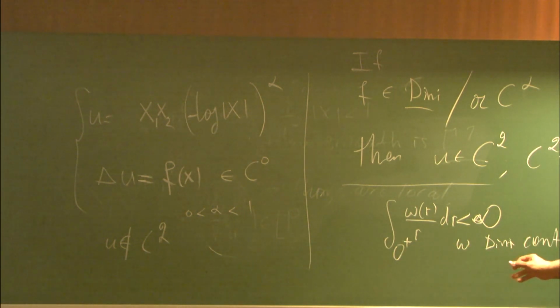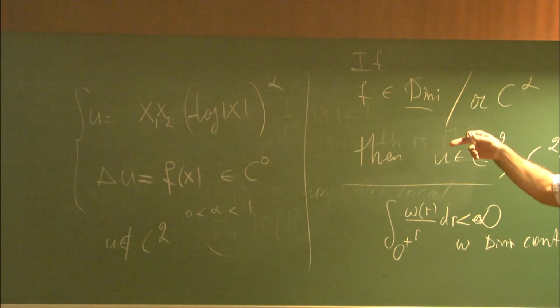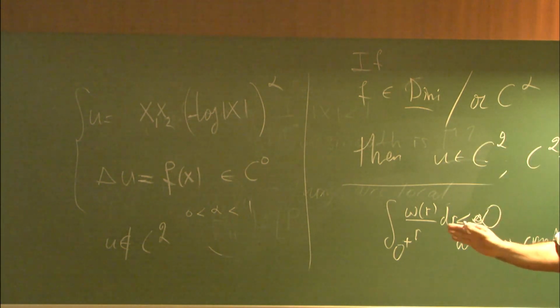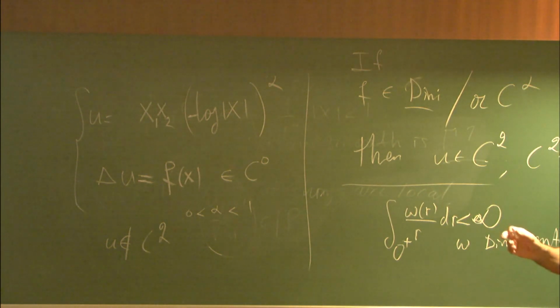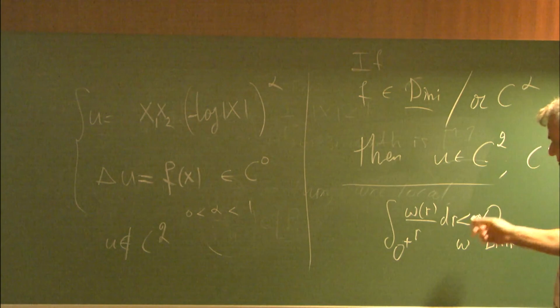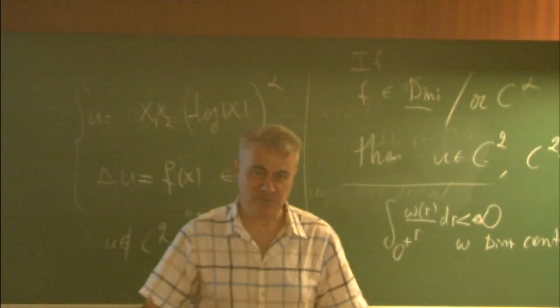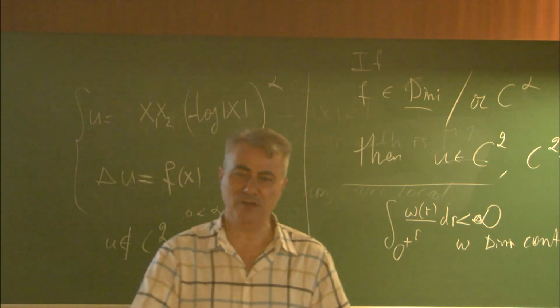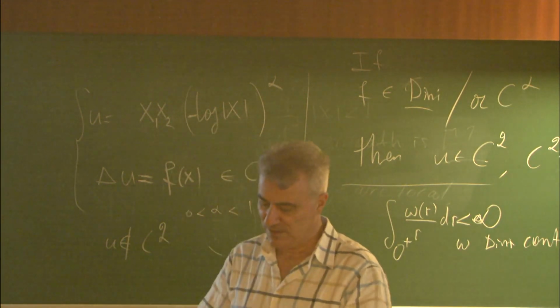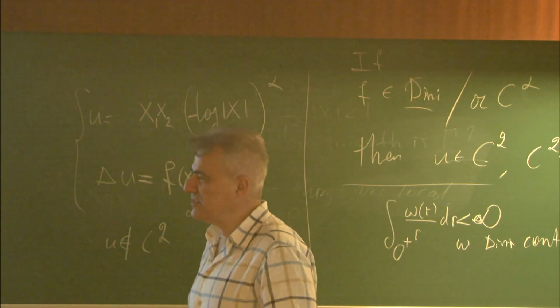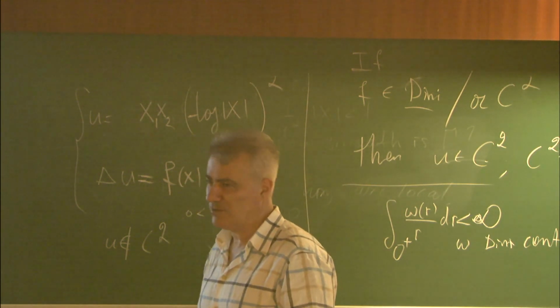That is apparent in my computations. I did the integral, if you remember, under the integral. If it's Dini, you can make that computation work and you get C2. If it's C alpha, you can make it much better. But you cannot go below Dini. So it's a common belief that continuity of the right-hand side gives C2, but generally it's not true.